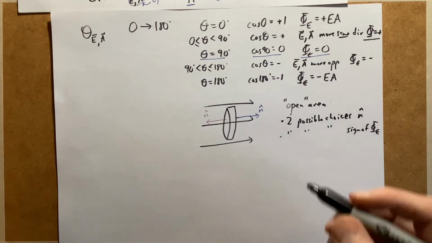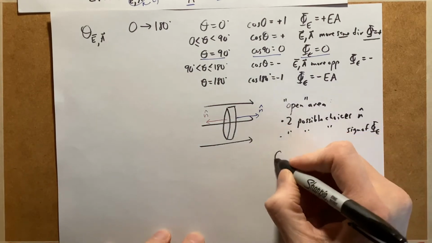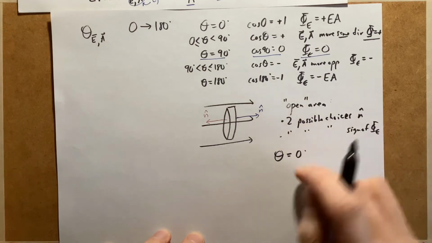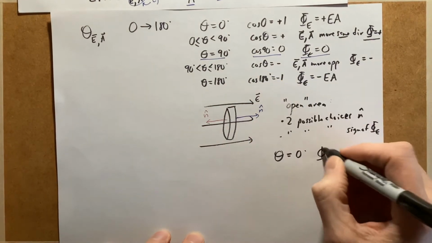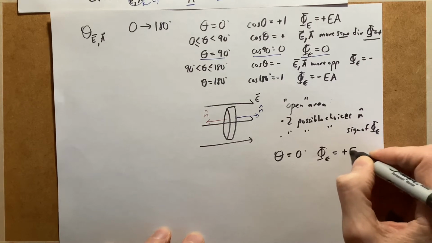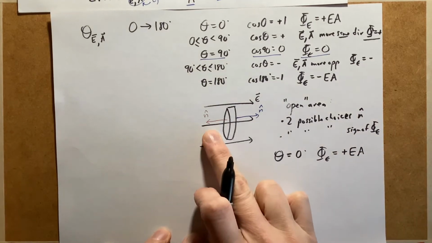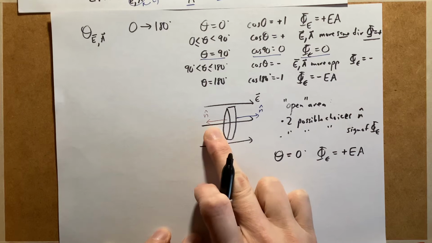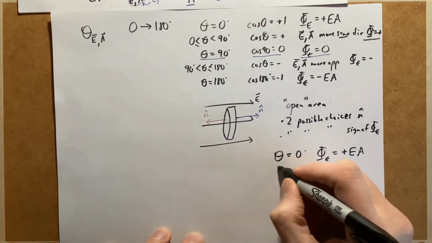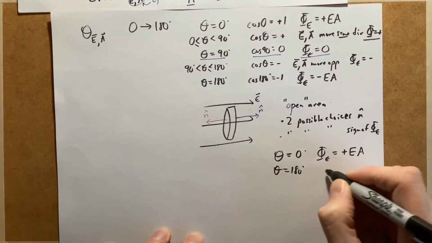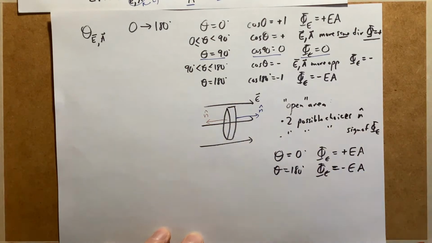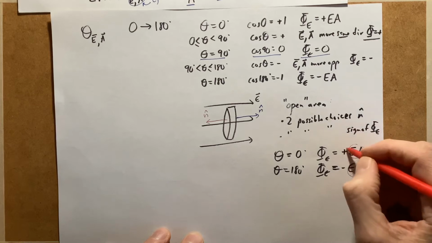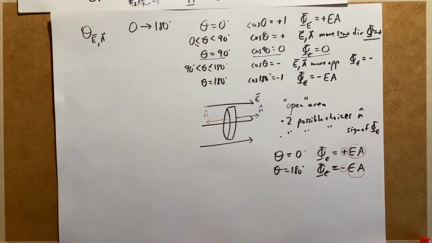For instance, with the blue choice, the angle would be 0 degrees. That n hat is pointing the same direction as the field, and the flux would be plus EA, whereas if I chose n hat to be the red one, well, that makes a 180-degree angle with the field, and that is going to be, flux is minus EA. So you can see they both have the same number. It's just that one has a plus and one has a minus, and that will apply in any instance.